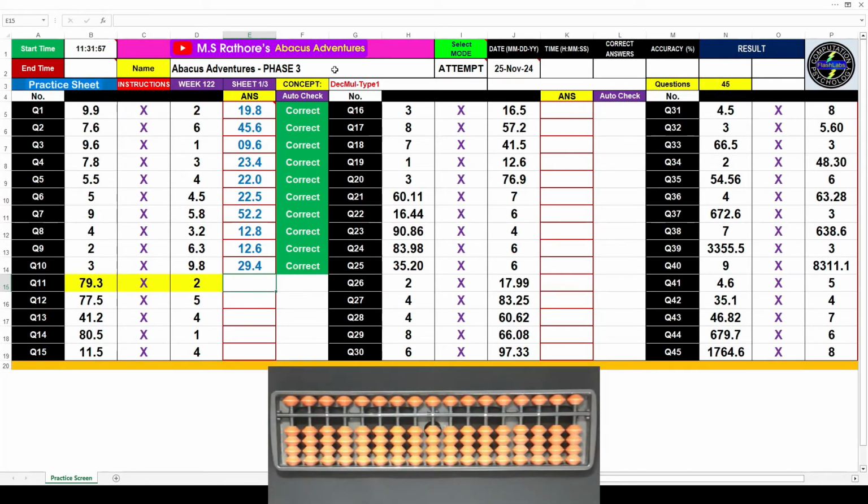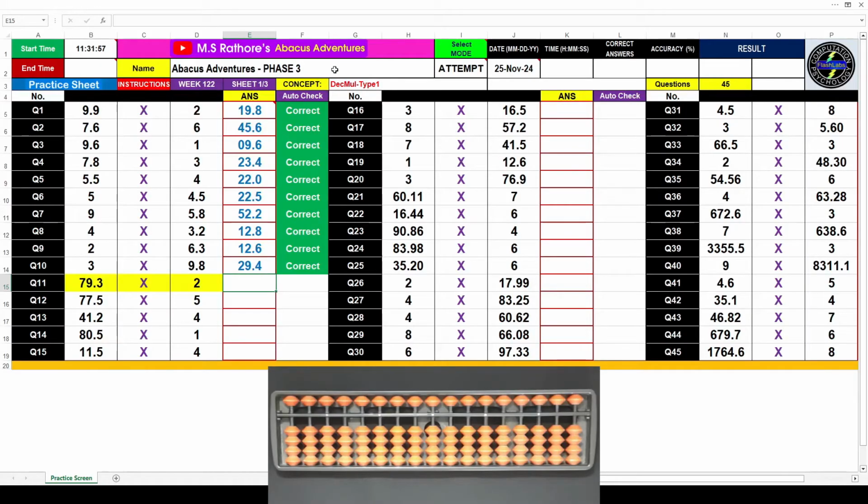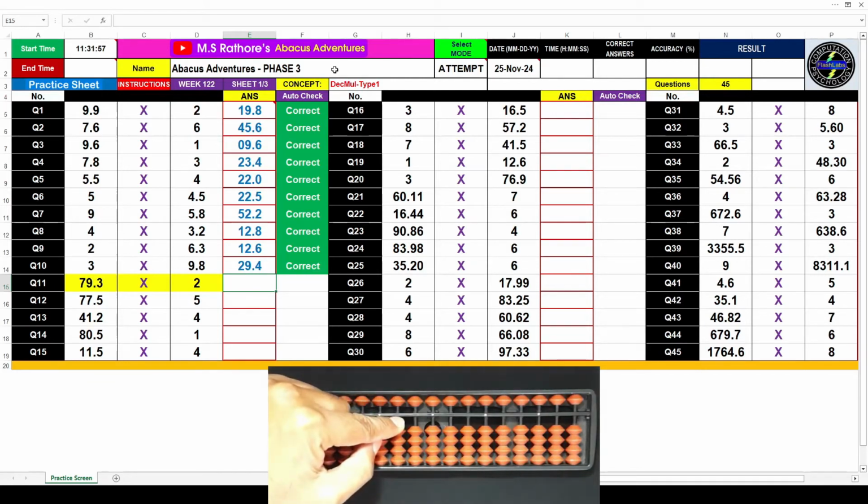Question number 11, 79.3 multiplied by 2. There are two digits in the integral part of the multiplicand, 7 and 9, and the multiplier is a normal single digit value, that is 2. So two digits of the multiplicand and one digit of the multiplier makes 3. So we have to take the answer from rod number 3. My finger is on rod number 3 now.